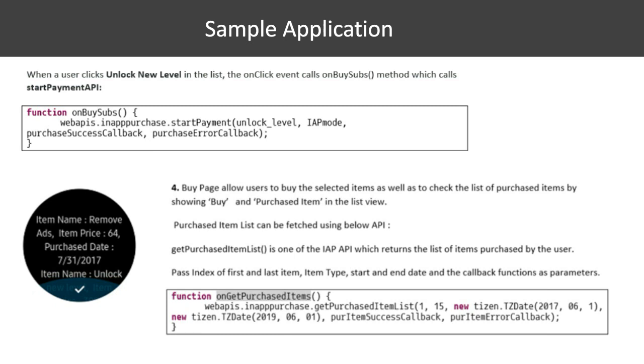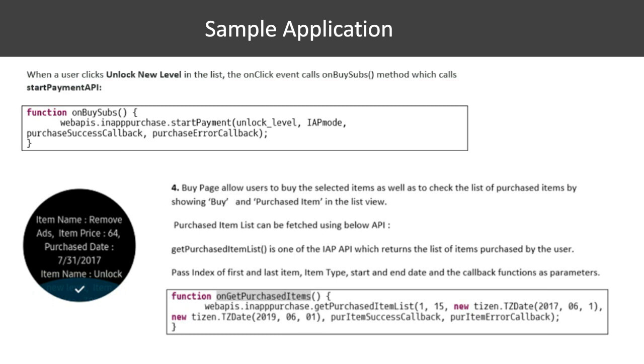And in the buy page, as you have seen before, there is another option called purchased items. When the user clicks on that, we have to display the items that the user has already purchased. The function that is invoked when the user clicks on purchased items is onGetPurchased, and we are using the getPurchasedItemList IAP API to list the items that have already been purchased. So we have to pass the starting item ID, end item ID, and then we need to provide the date range within which we want to see the purchased item list. And you have the success callback and the error callback.